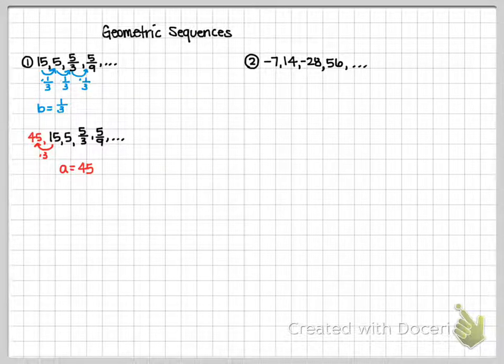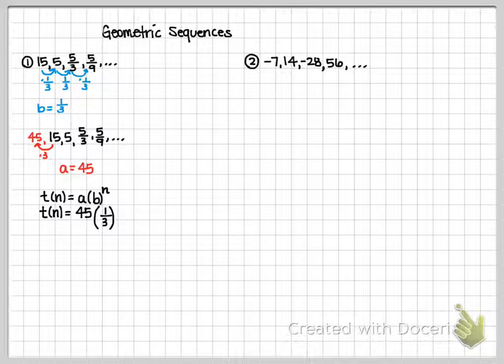Now the last thing I need to do is actually get the equation going. So it's going to be T of n. My general form is going to be A times B to the nth power. The A that I found, my 0th term, is that 45. The B is my multiplier, which was 1/3. And then I have the nth power. So there's my general formula for the first one.